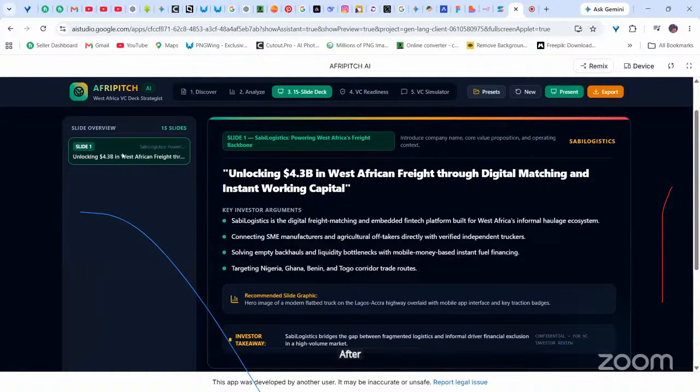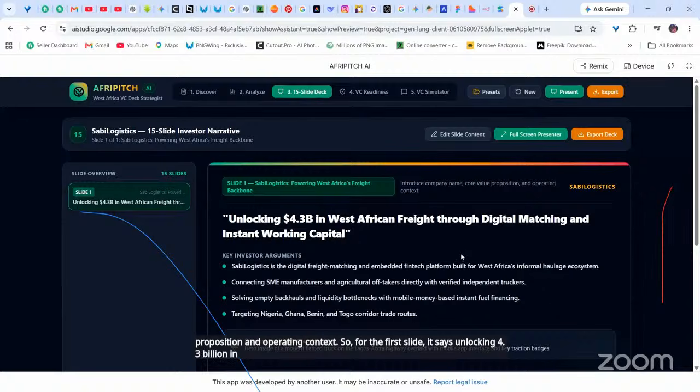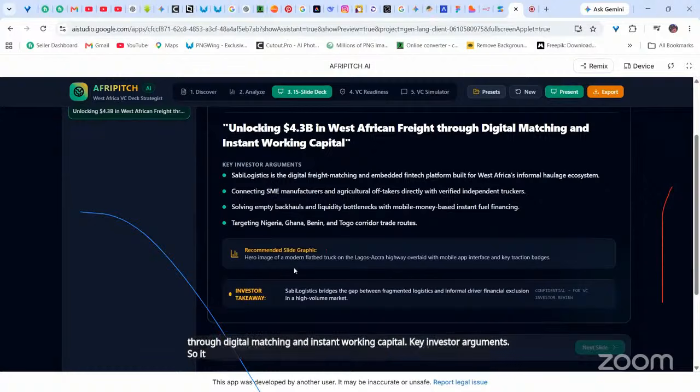After the analyzing, it came out with the slide overview. Slide one, Sabi Logistics, powering West Africa's freight backbone. It says introduce company name, core value proposition, and operating context. For the first slide, it said unlocking 4.3 billion in West Africa freight through digital matching and instant working capital. Key investor arguments are listed below.